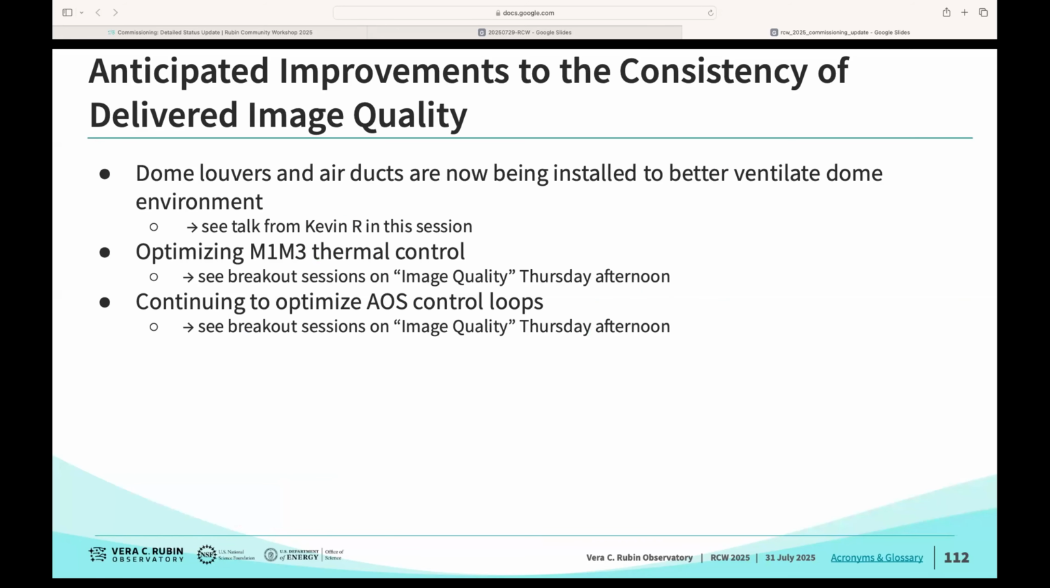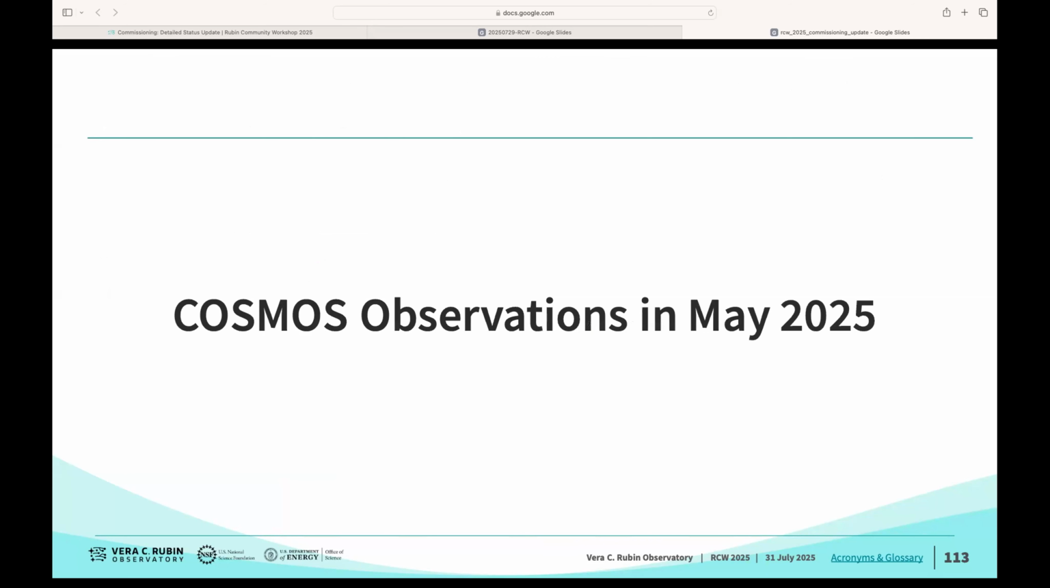Okay, next slide. So the anticipated improvements to the consistency of the delivered image quality, we know that there are multiple aspects that are contributing to the image quality budget. Part of these are the dome louvers and the air ducts that are now being installed to better ventilate the dome environment. We are still optimizing the M1, M3 thermal control. There's going to be detailed discussion on this at the image quality sessions this afternoon. And we're continuing to optimize the AOS control loops. Next slide.